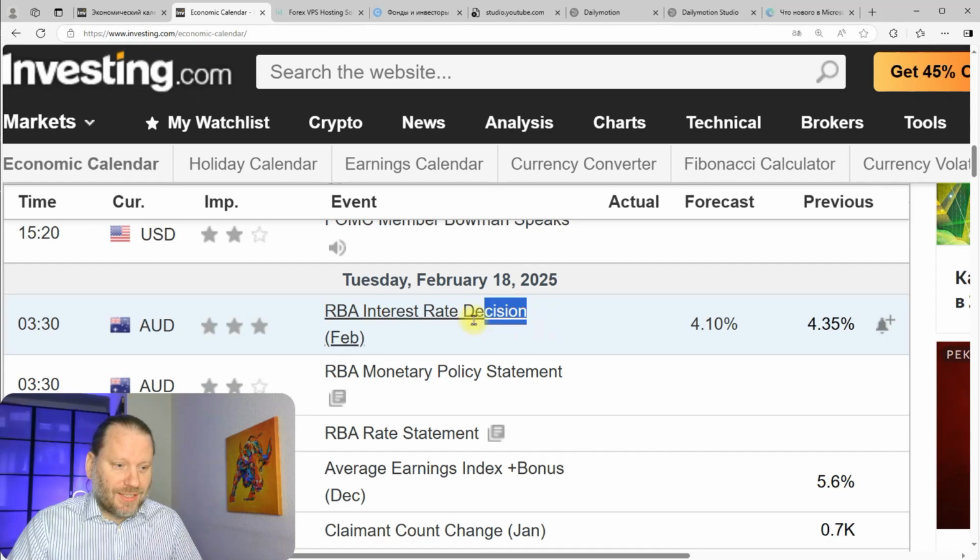Look, on Thursday, February 18th, there will be news of the interest rate decision in Australia at the Central Bank of Australia. And the previous value was 4.35 and the forecast is 4.10. If the Central Bank of Australia cuts the rate, the Australian dollar will probably fall in value at the time of the news. And we can capitalize on it by selling the Aussie dollar against other currency pairs.